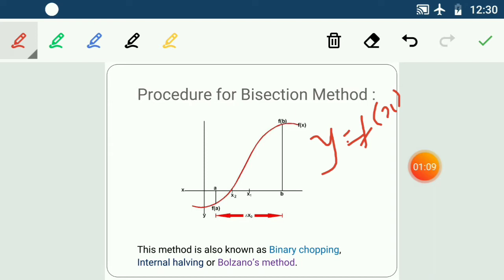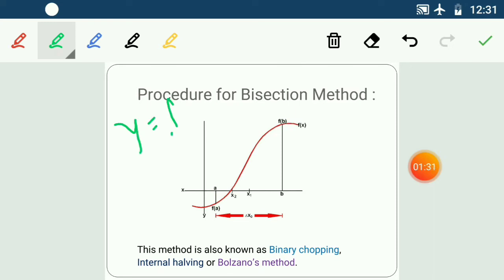If I have to plot it on a graph, I have a y-axis and an x-axis. By keeping different values of y and x, I get, suppose, this curve for the given f of x equation. So here we have y equals f of x, and this curve for this particular f of x. Now what we have to do is find the root of the given equation. And what do you mean by root?